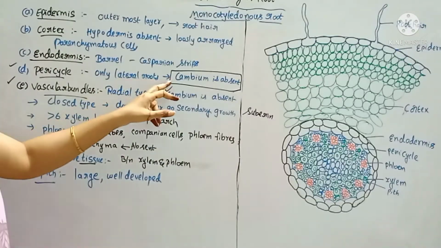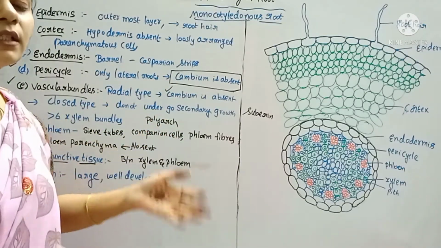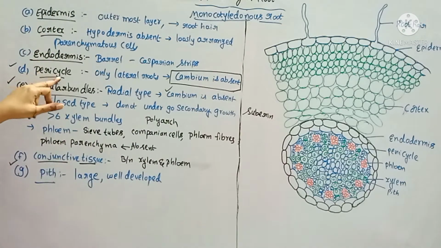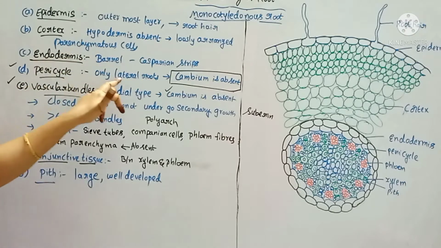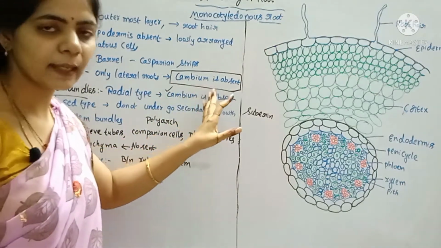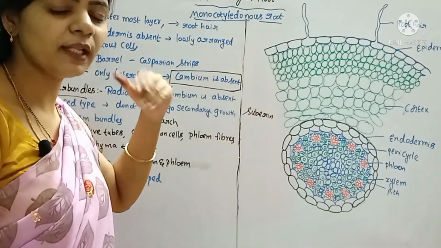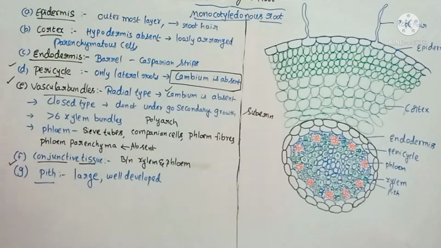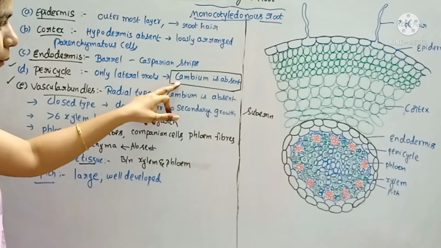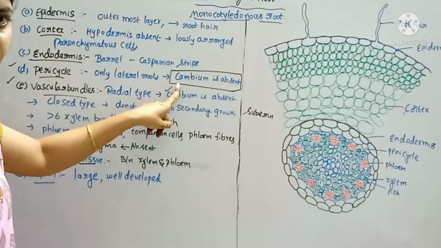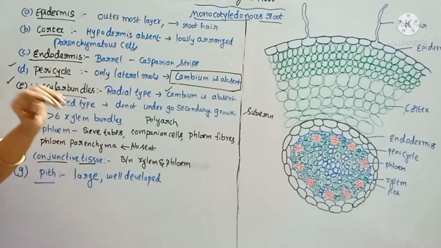That means if the cambium is absent, what happens? There is no secondary growth in the monocot root. So what is the function of the pericycle here? Only the formation of lateral roots, but it will not form any cambium like the dicot root, which helps further in the development of secondary growth. And the next one is the vascular bundles. The cambium, which lies between the xylem and phloem, is absent in the monocots, right? Here the cambium is not present.